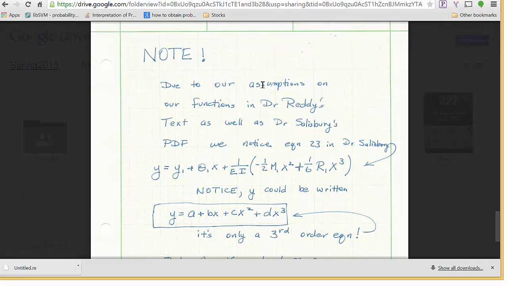If you look at Dr. Reddy's books as well as the handout, you'll notice that the shape functions that are in finite elements can represent no more than a third order. So here he has y is equal to y1 plus theta 1 plus the rest of this based upon that drawing. Now, let me show you where his handout is.